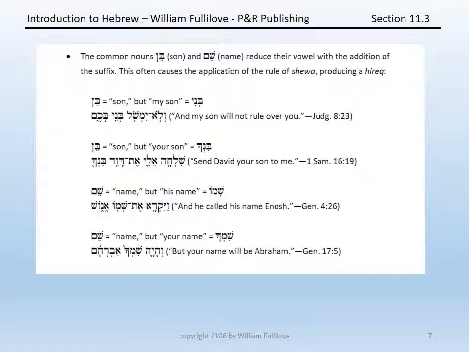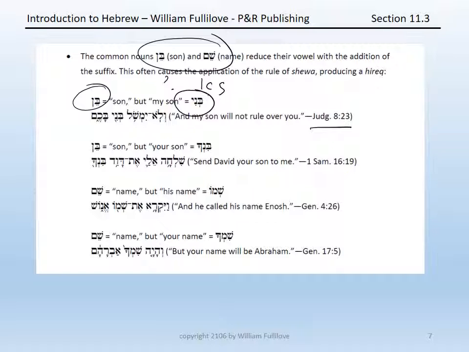Fifth, the two common nouns, ben and shem, son and name, will reduce their vowel with the addition of a suffix. In other words, the tsere vowel in each of these words will become a vocal schwa. Often, you will then have an application of the rule of schwa because you would have two vocal schwas in a row. For instance, with ben, son, the addition of the suffix i, first common singular, my, creates not b'ni, but bni, my son.